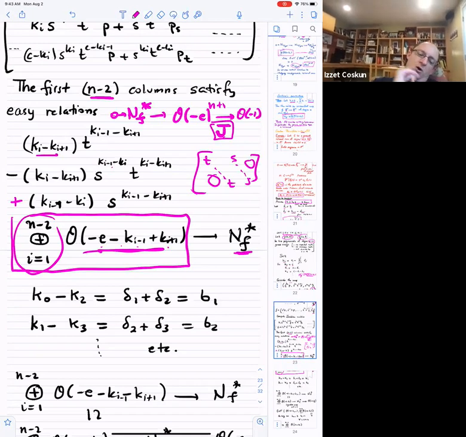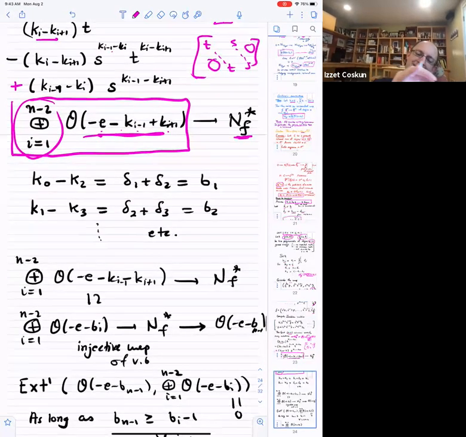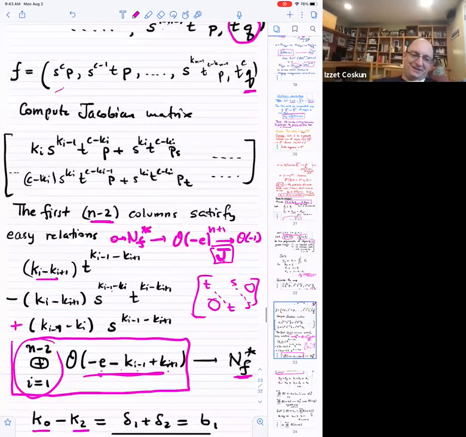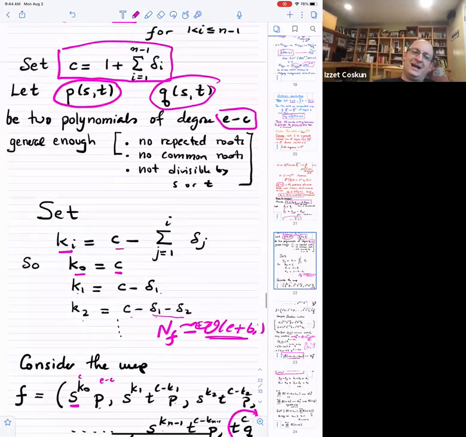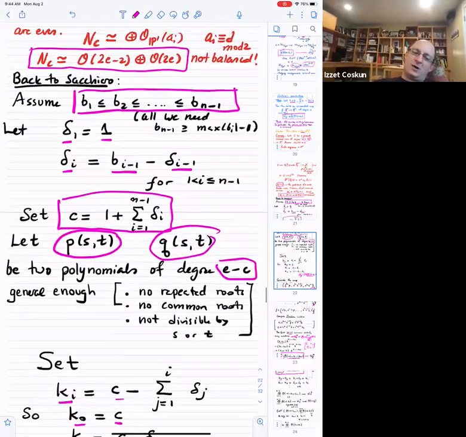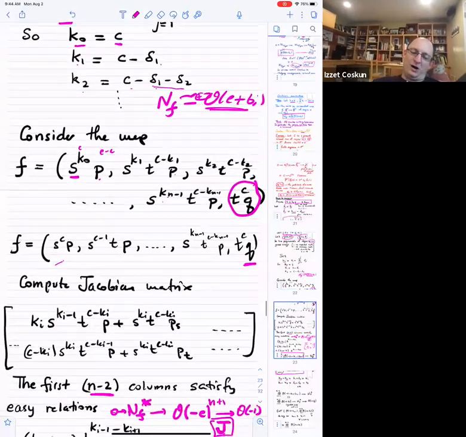Okay, but now you see, the nice thing is that, let's see what happens if I do k naught minus k2. If you do k naught minus k2, you get delta 1 plus delta 2, right? And then what's delta 1 plus delta 2? Delta 1 was 1 and delta 2 was b1 minus 1, right? So that 1 plus b1 minus 1 gives you b1.